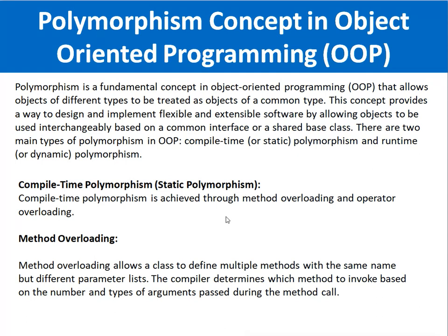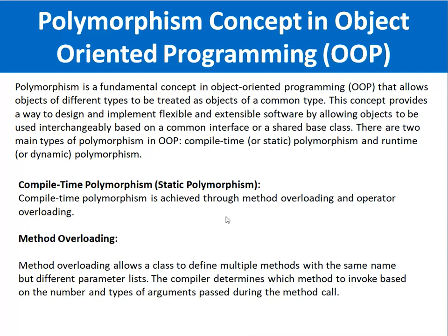Friends, polymorphism is a fundamental, or you can say a very basic concept in object-oriented programming. Every programming language like Java, C++, C Sharp, all these types of programming are basically based on the concept of polymorphism.